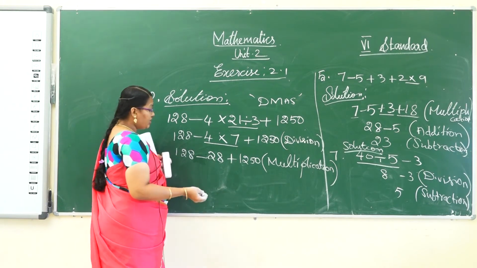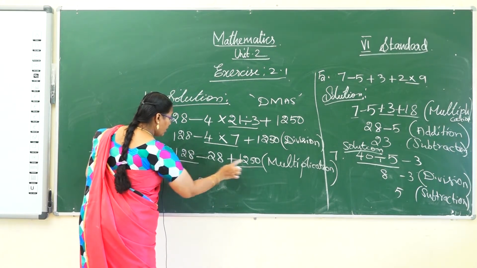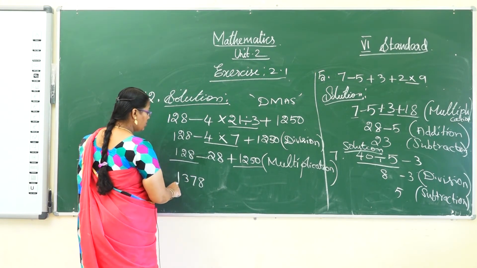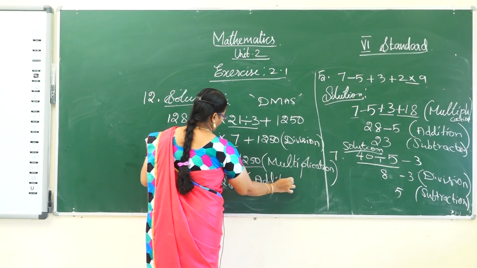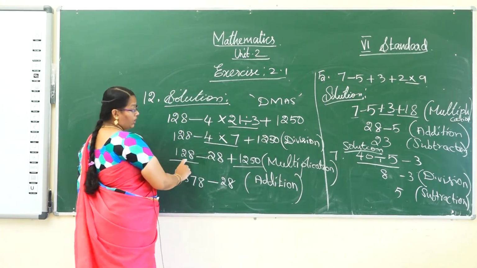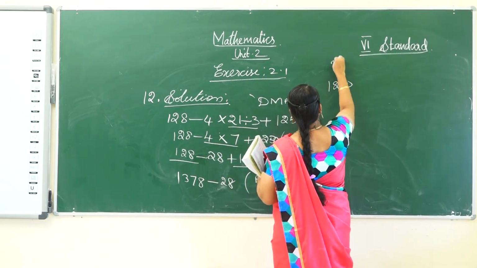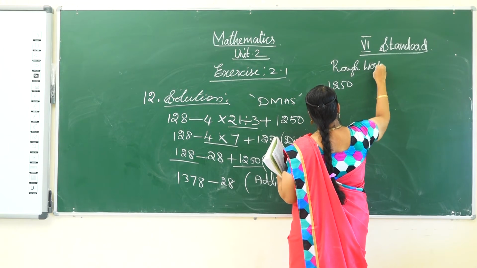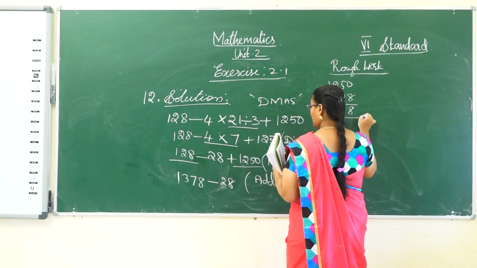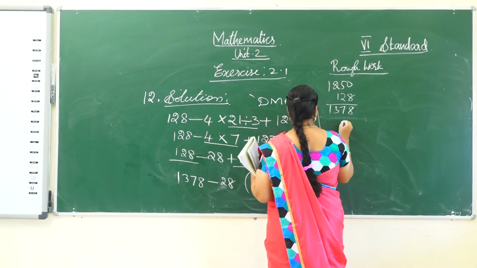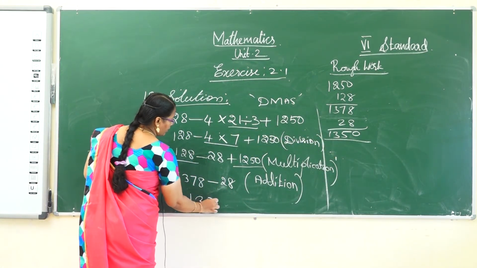Third, add. Here only addition and subtraction remain, so first preference to addition: 1250 added to 128 is 1378. You can't add directly, so do it in the rough work area. Next subtract: 1378 minus 28 is 1350. Subtraction.